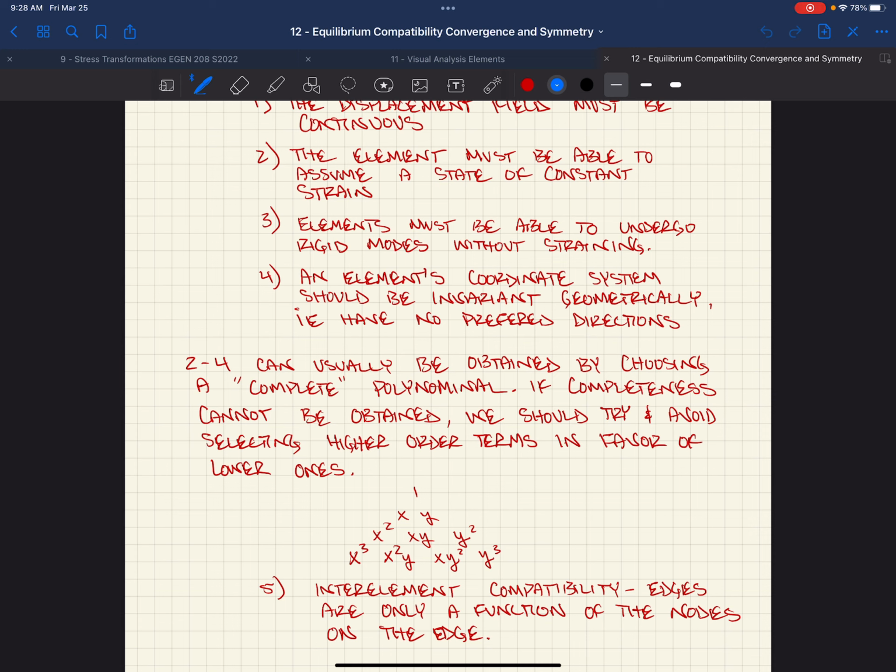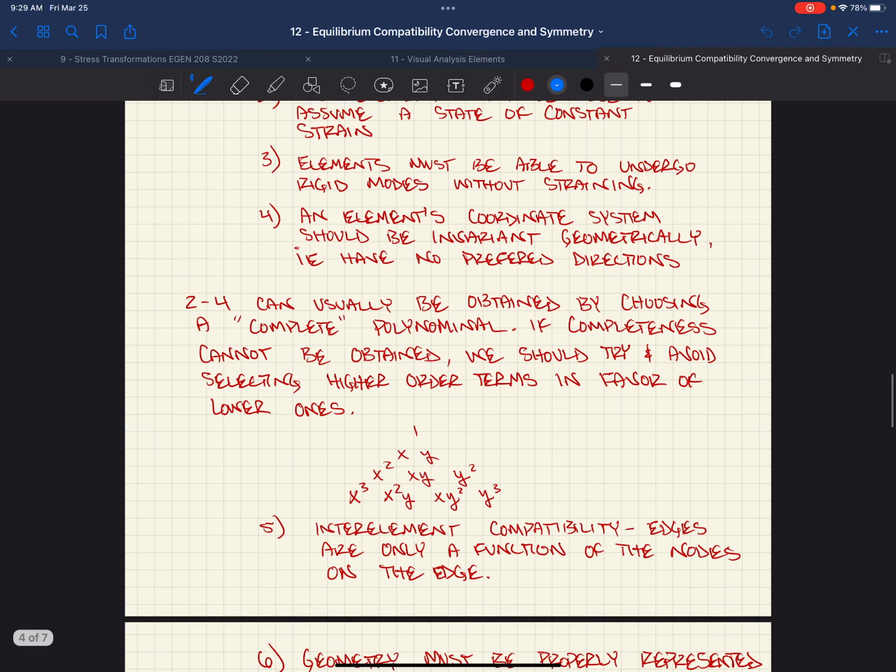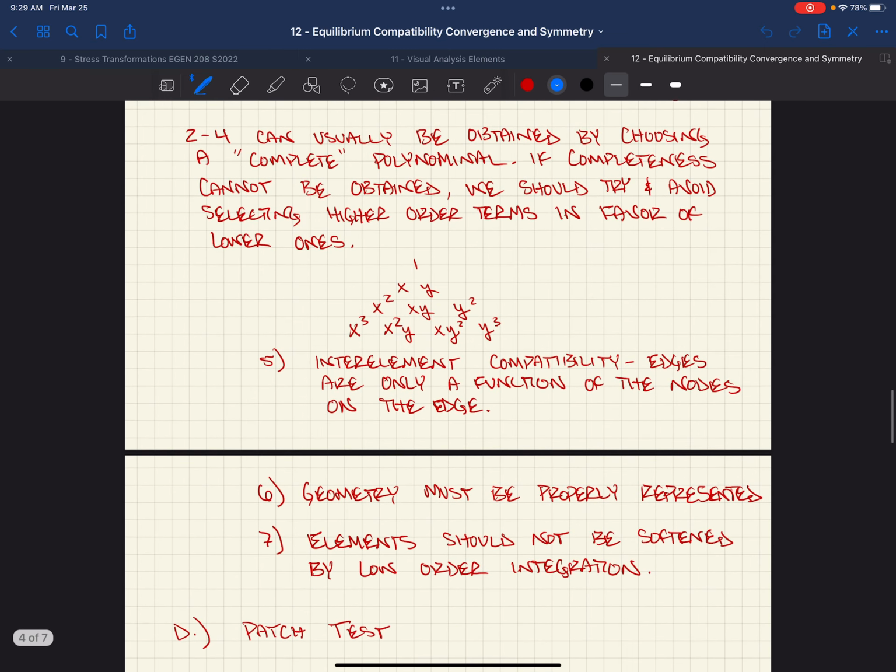Right, if we got rid of one of these polynomials, or one of these terms, it's gonna be dominated by one direction or another, right? X is gonna have more weight than, say, y, if we got rid of the y squared term. So we try to avoid selecting, and we also try to, if completeness cannot be obtained, we should try and avoid selecting higher order terms in favor of lower ones, right? We get a higher contribution from lower terms.